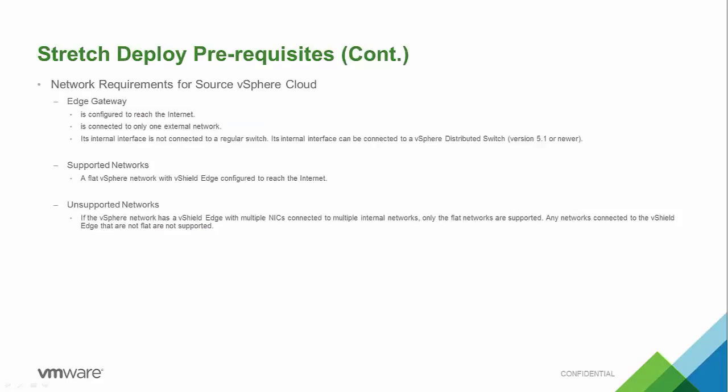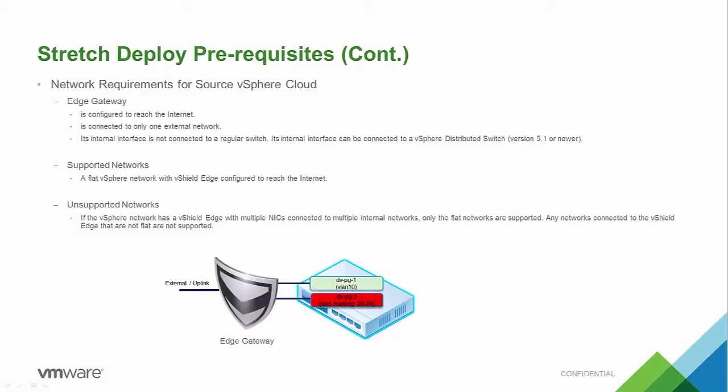Looking at some of the network requirements for the source vSphere cloud, you can see, as already mentioned, the edge gateway needs to be configured to reach the internet on its uplink. It needs to only be connected to one external network, and the internal interface needs to be connected to a virtual distributed switch. This will not work with a straight vSwitch.